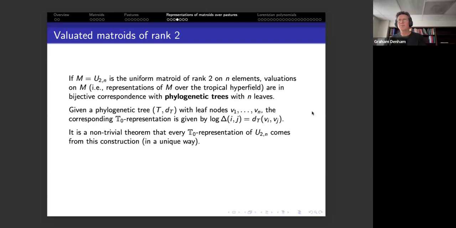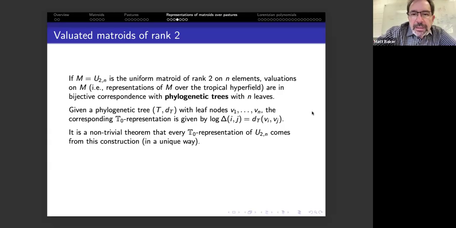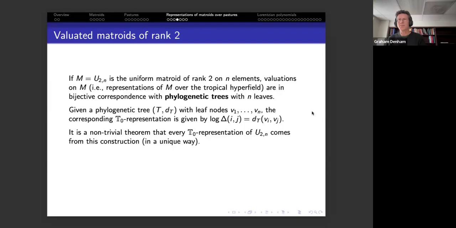And Matt, do your phylogenetic trees have the property that they're equidistant? Like there's a root? No, not necessarily. They're all equivalent under rescaling to something equidistant. That's a classical fact. So if you like, you could assume that, but no, that's not part of the definition. Okay, sure.